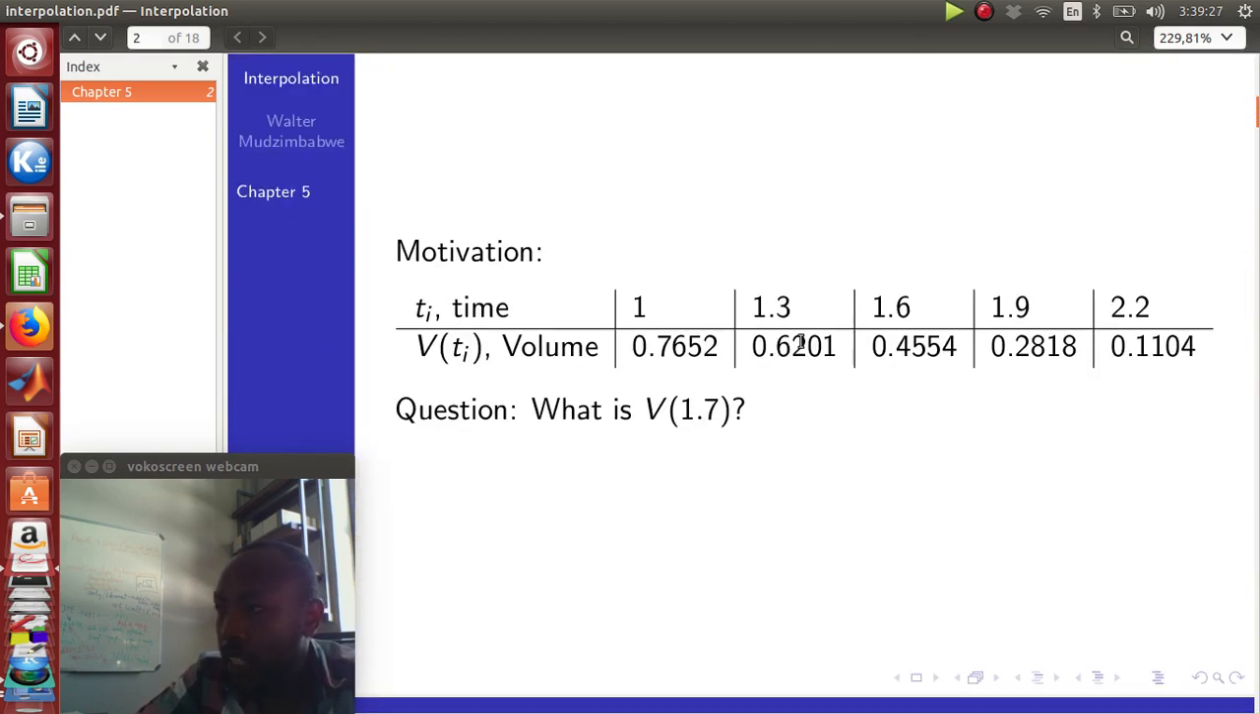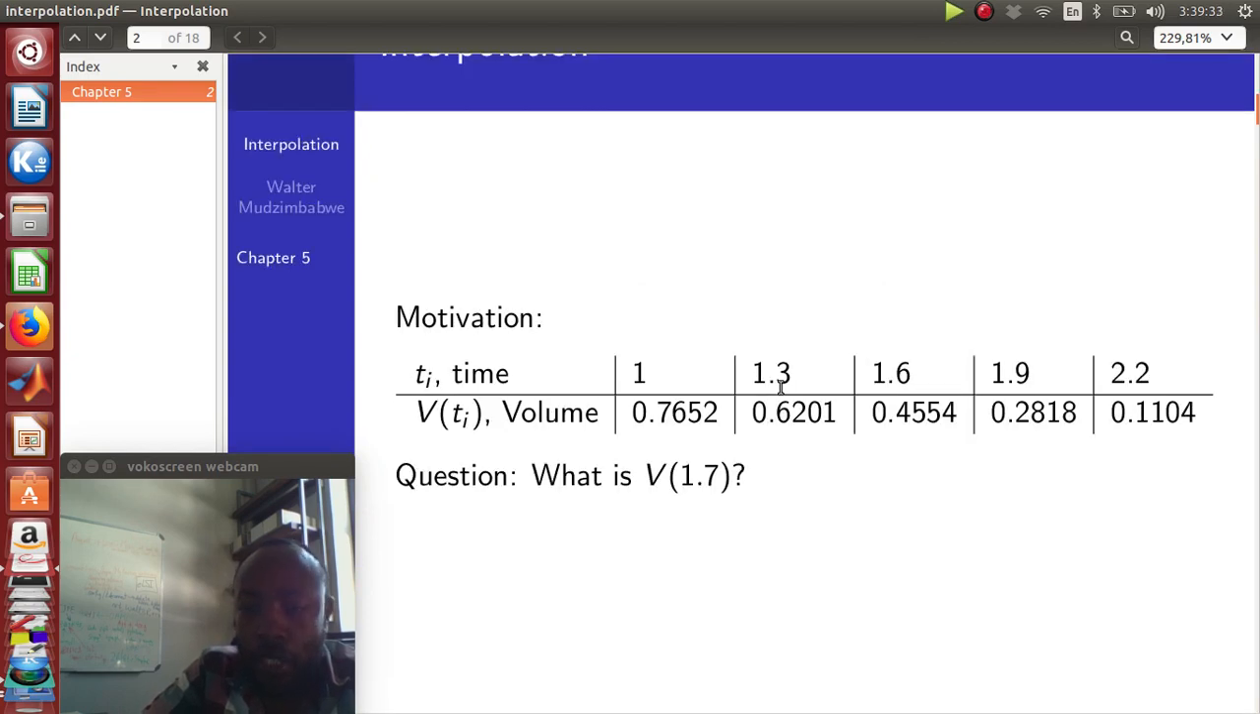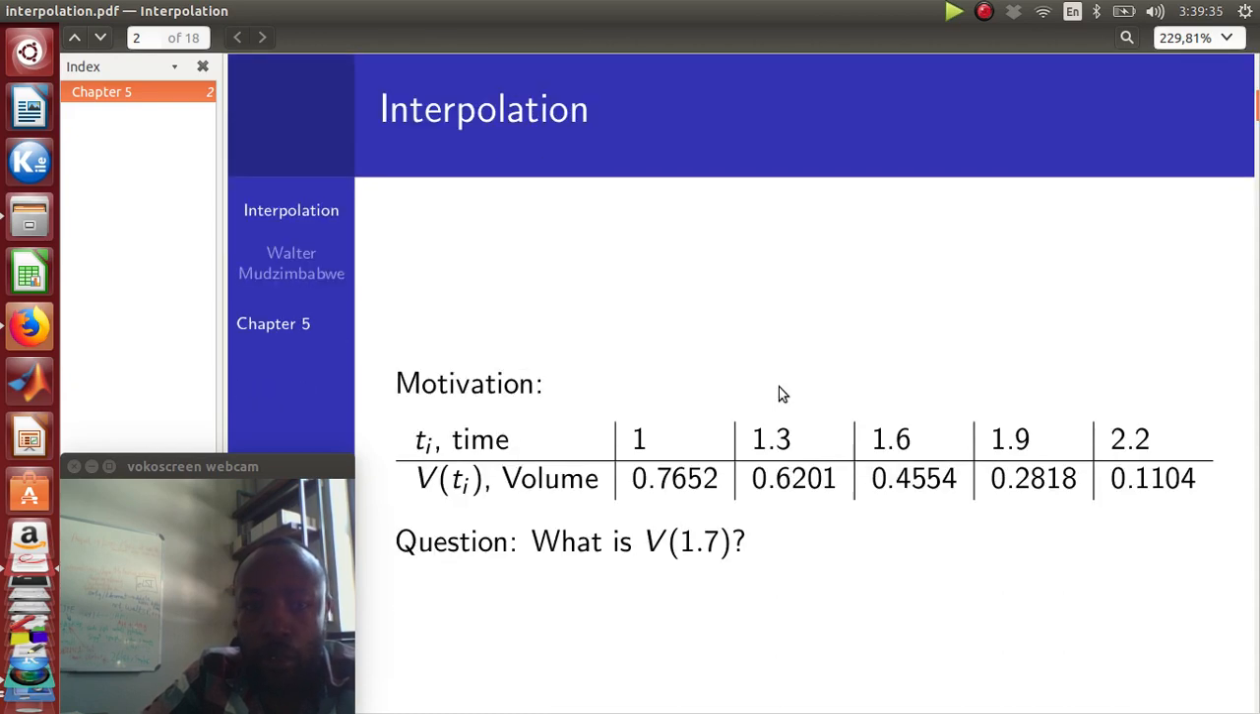Like any other thing that we've looked at, we are going to start with some data. Suppose we've collected this following data for the volume, maybe for an experiment that's been happening, and the volume produced in this experiment was recorded for these times. So an interpolation question would be: what is the volume at time 1.7?